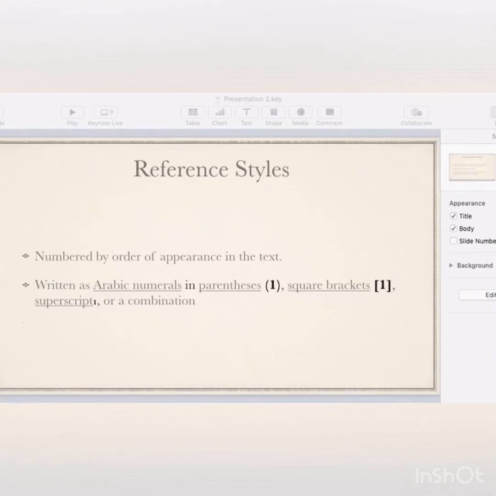Again, these are numbered by order of their appearance in the script, and they're written as Arabic numerals in parentheses, square brackets, or in superscripts. I'm not sure if the number 1 is visible, or a combination of two of the three. Generally, the superscript is included, and this may be surrounded by either the parentheses or the square brackets. From a personal point of view, I tend to prefer the superscripts or the parentheses.